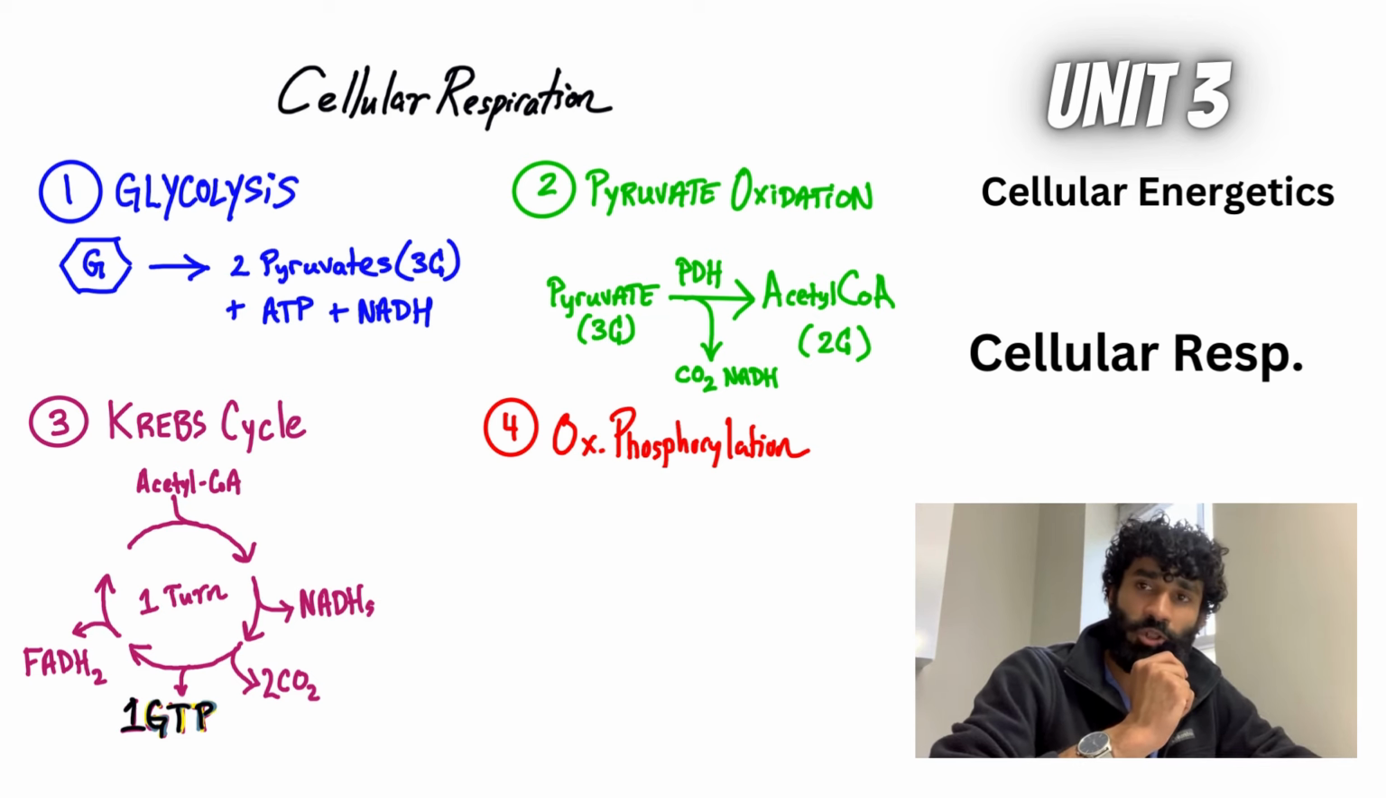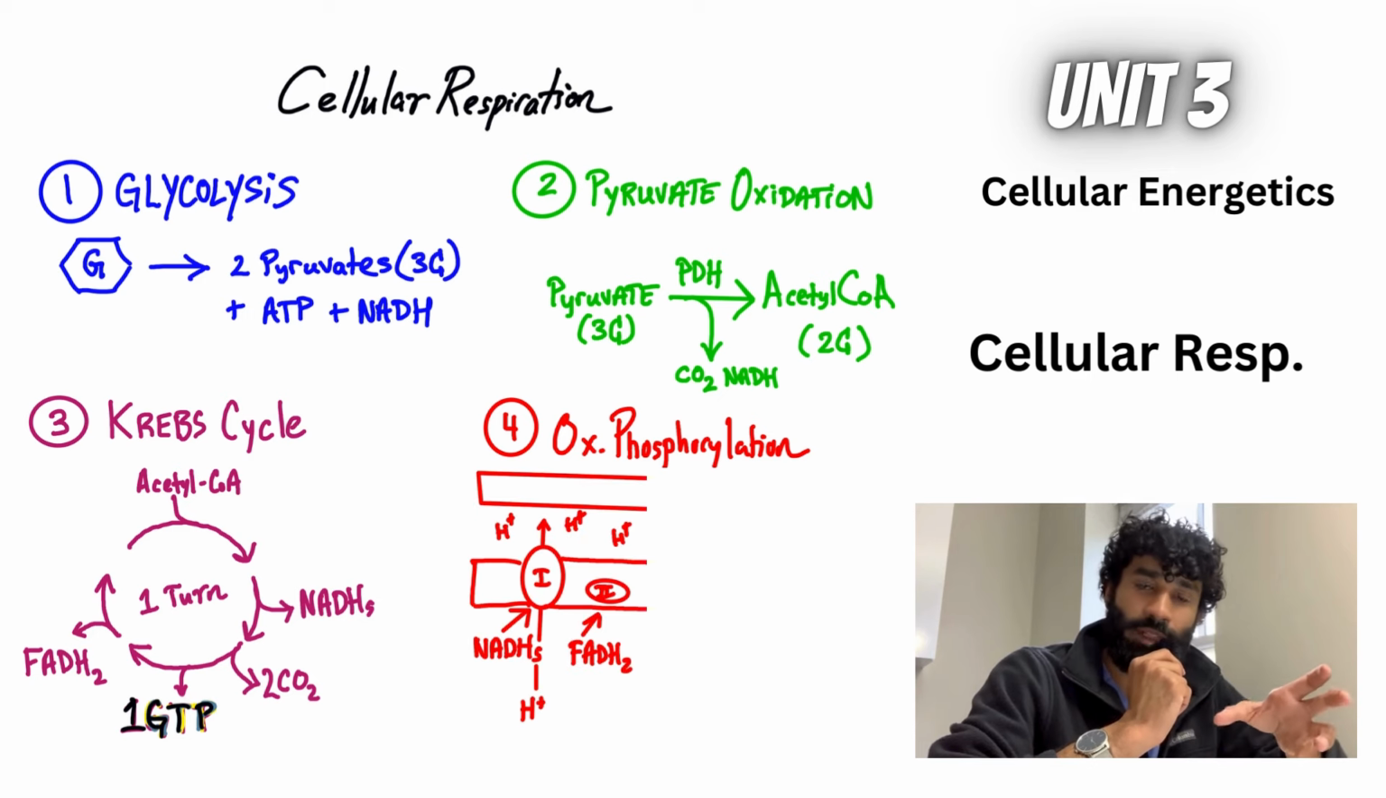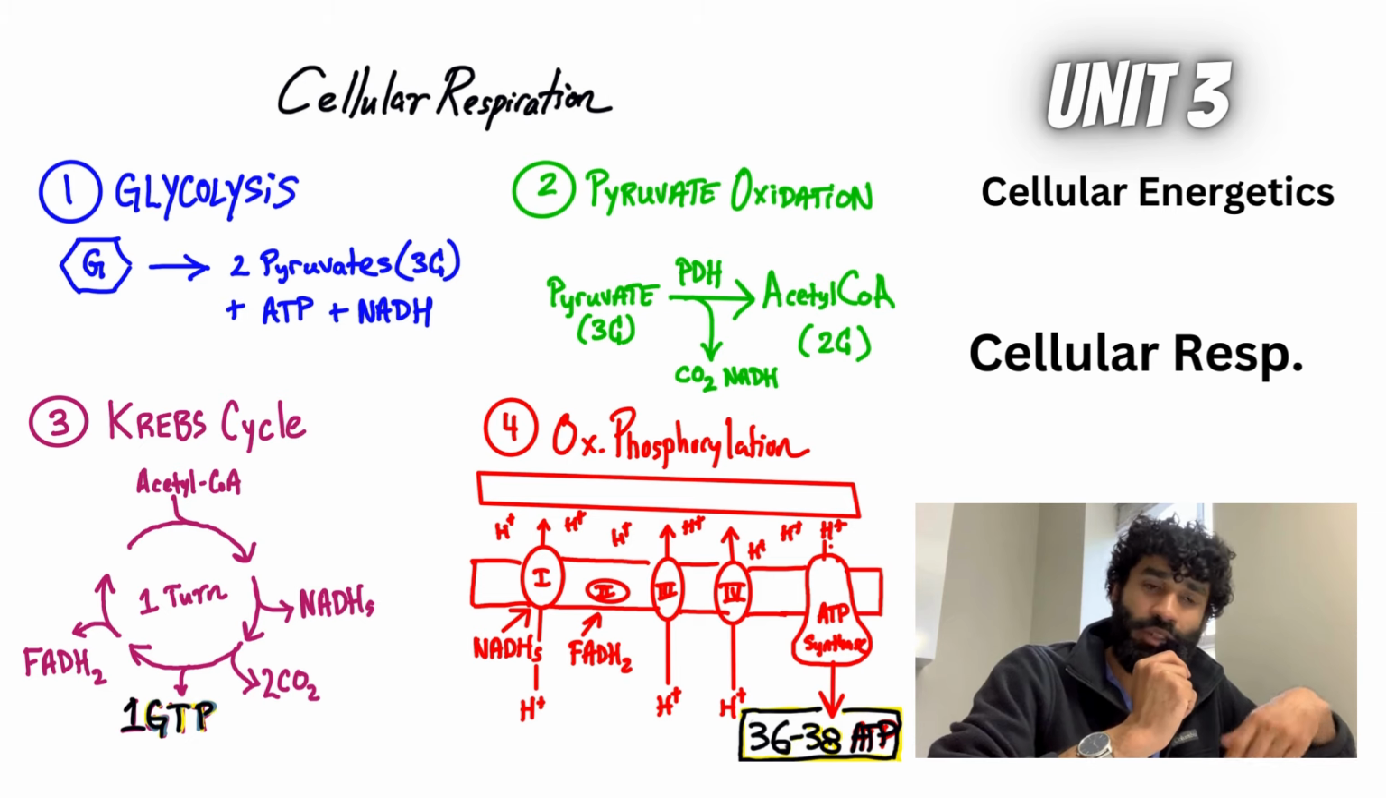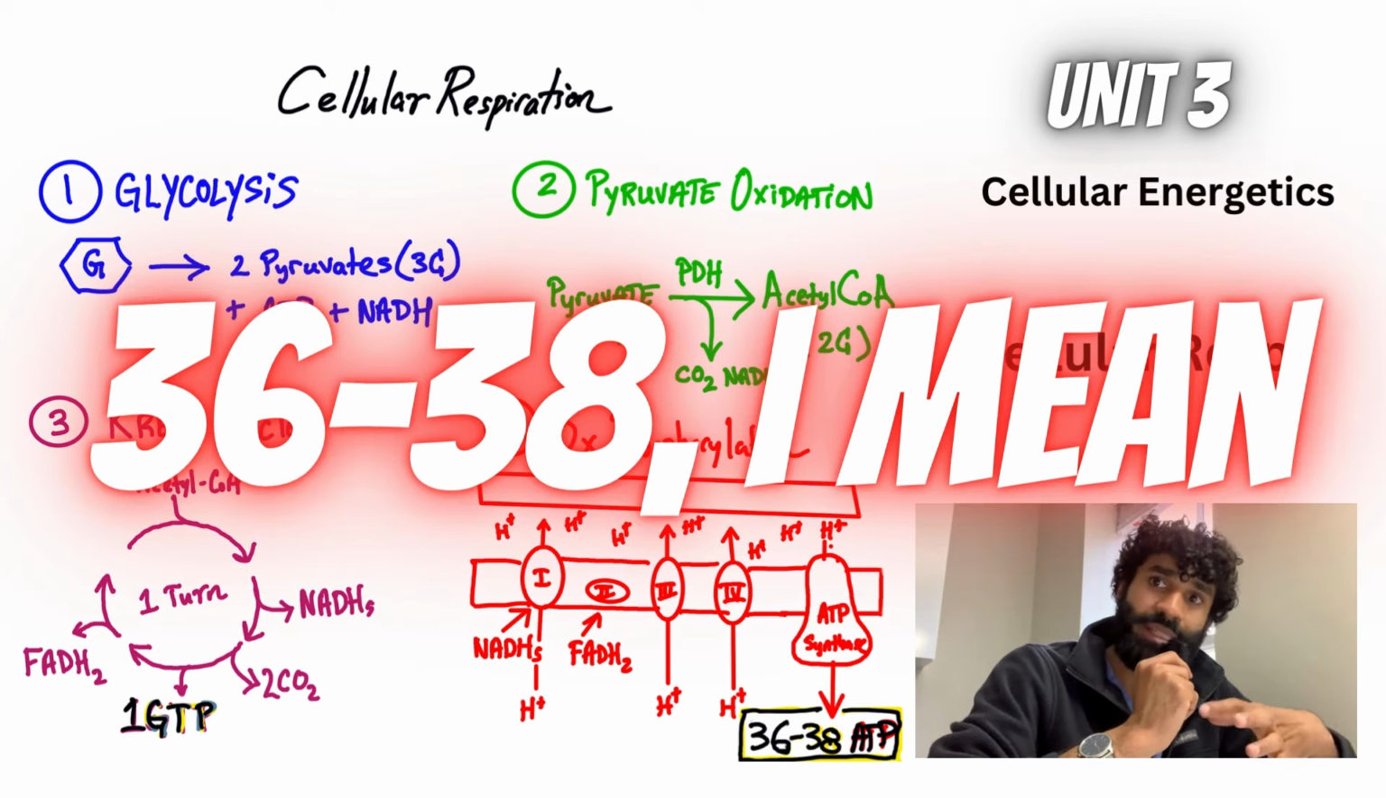In the ETC, electrons are harvested from all those NADHs and FADH2s to pump protons into the intermembrane space of the mitochondrion. And then in chemiosmosis, that proton gradient flows down into the matrix and it's utilized to produce ATP. Ultimately, each molecule of glucose will yield about 26 to 28 molecules of ATP.